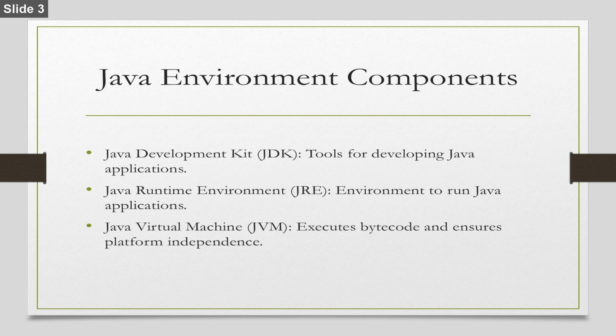Java Environment Components. To develop and run Java applications, there are three main components: the Java Development Kit, JDK, which provides tools for coding in Java; the Java Runtime Environment, JRE, which enables us to run Java applications; and the Java Virtual Machine, JVM, which actually executes the code, allowing it to run on any platform. Each of these components plays a vital role in Java's write once, run anywhere capability.